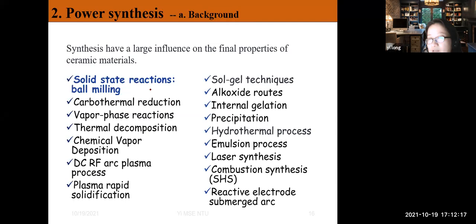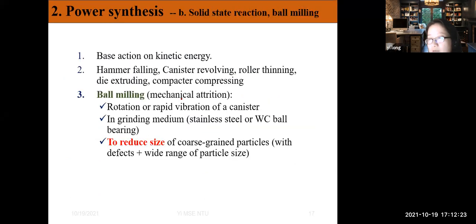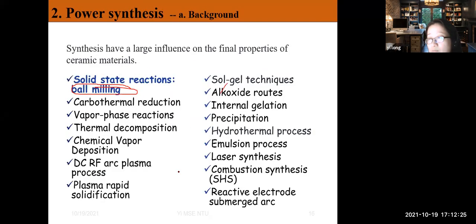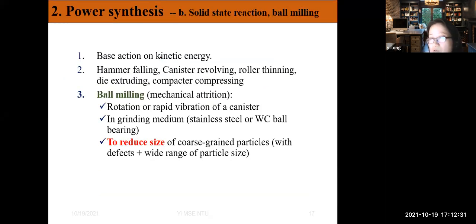Since in this solid state section we only talk about ball milling, this is just ball milling for powders, so no need for the rest. There are so many ways to make particles, so there's no need. These are what ball milling is. So what are the functions of ball milling?